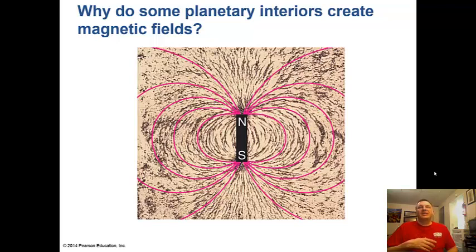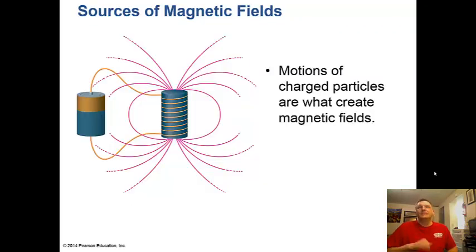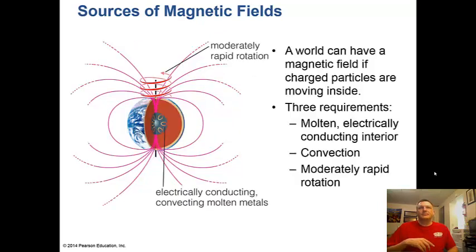So why do some planetary interiors create magnetic fields? Why does the Earth have one and some don't? The motions of charged particles are what create magnetic fields. A world can have a magnetic field if charged particles are moving inside of it. And there are three requirements: a molten, electrically conducting interior, convection in the interior, and a moderately rapid rotation like the Earth has.